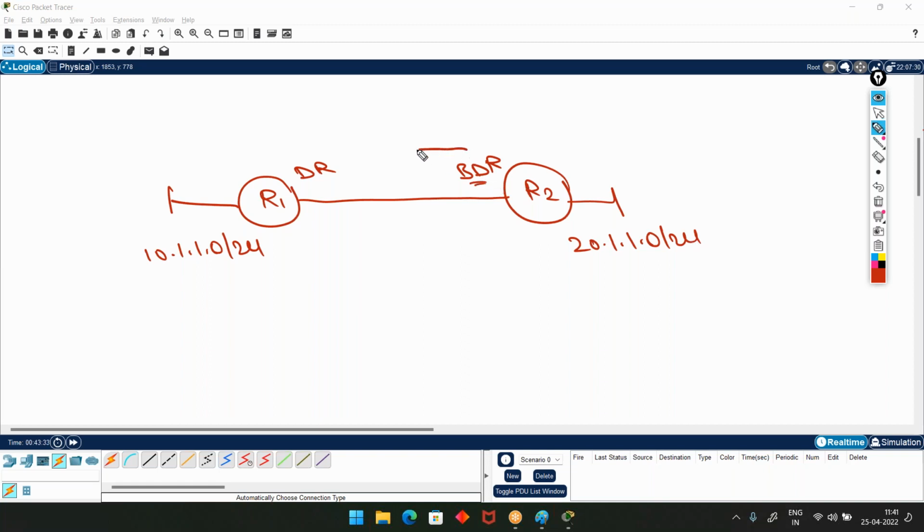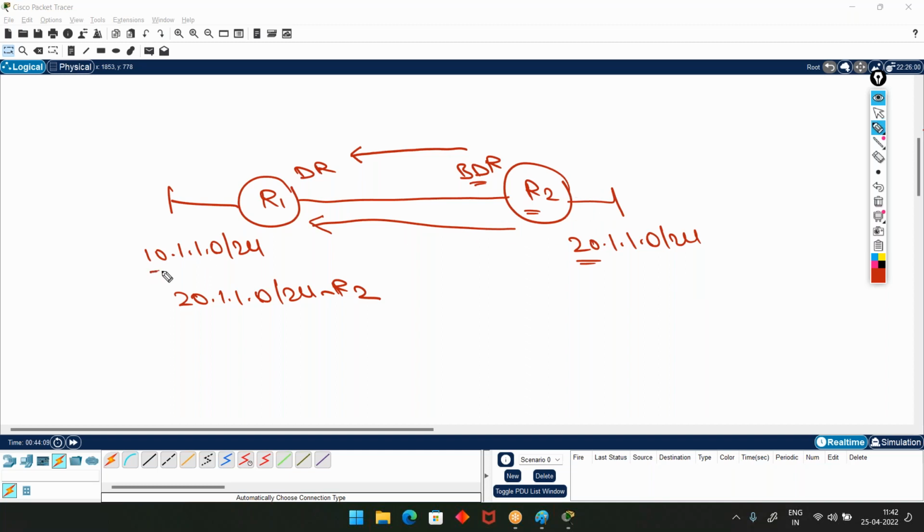Your assumption is that the BDR only shares the network information to the DR router. So if R2 shares this network information to the R1 router, R1 receives it in its routing table. But tell me, can R2 have this 10.1.1 network information? No. In the R2 routing table, there is no 10.1.1.0 network information.